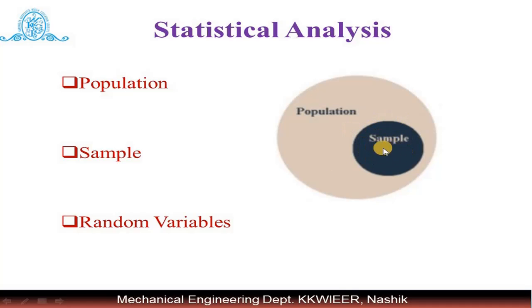So it will be called a sample. What we have to do exactly is, from the total population, select a small sample. The third terminology is related to random variables.